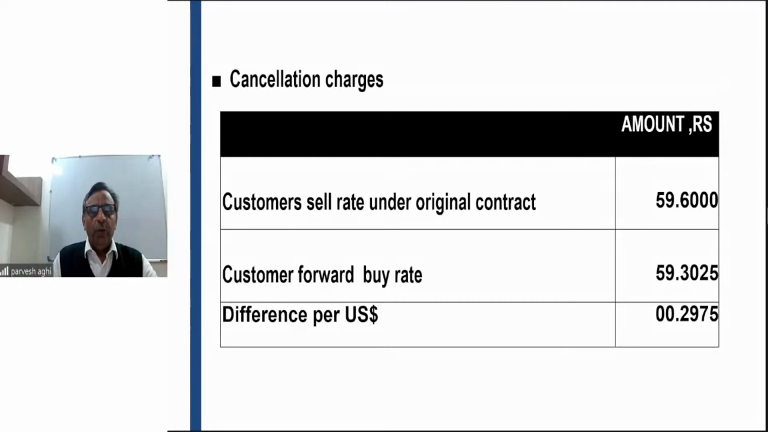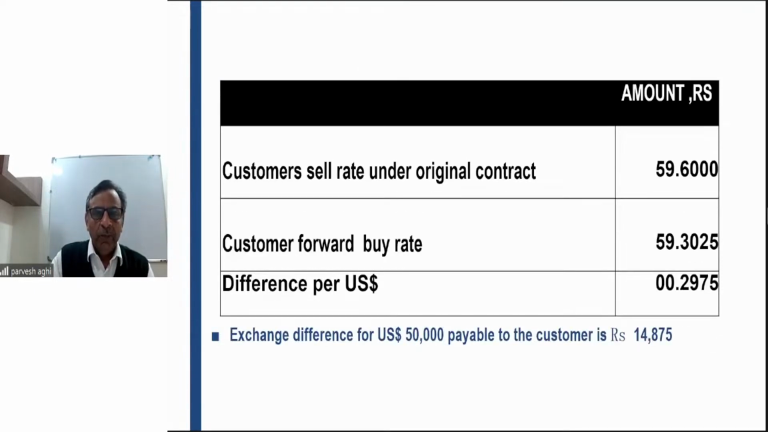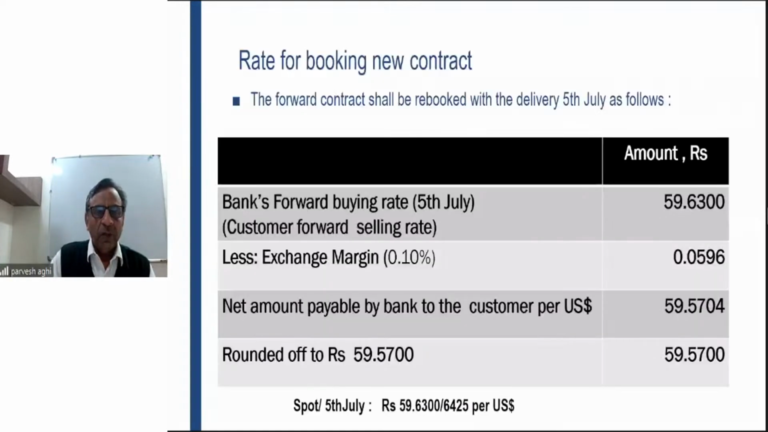So that means now we have both the contracts. Customer has sold the dollars at the original rate of 59.6. He has bought now to cancel the contract at 59.3. So he buys at 59.3, sells at 59.6. So he makes a profit of 0.29. So the bank is going to give this amount to the customer, which is going to be 14,879, which is 0.29 multiplied by 50,000.